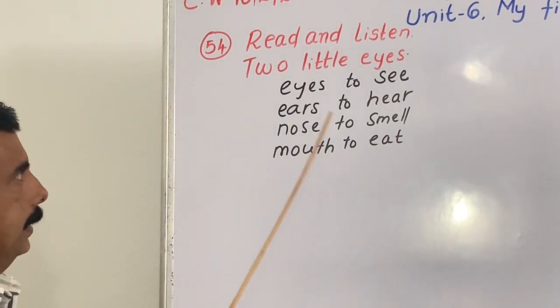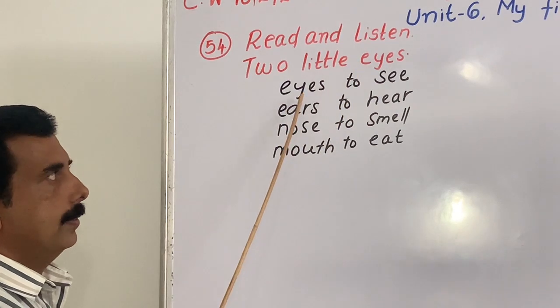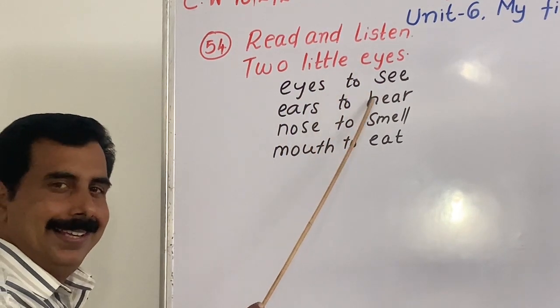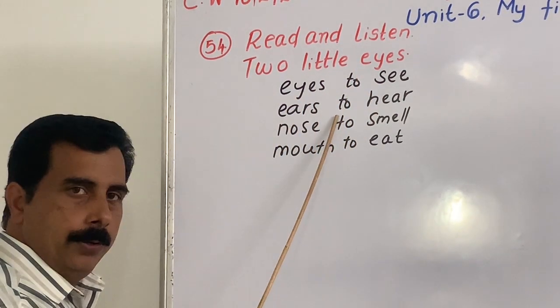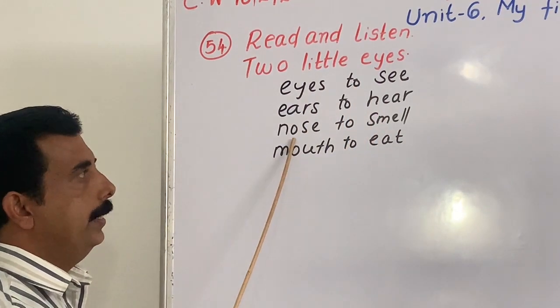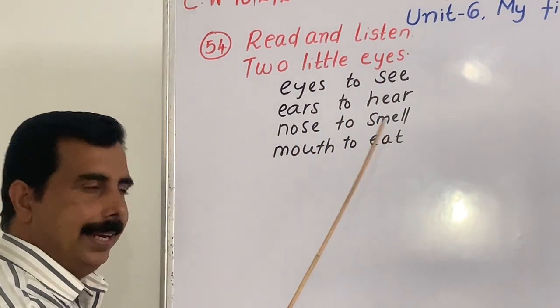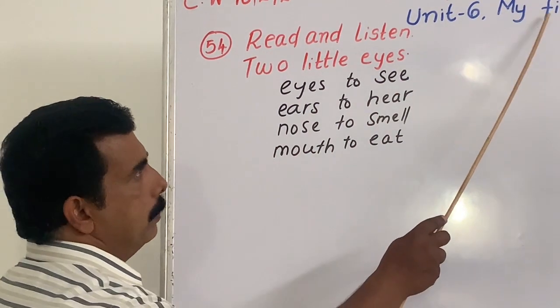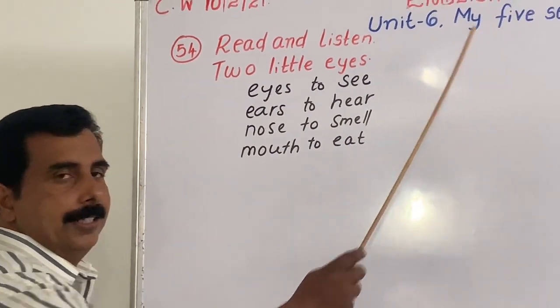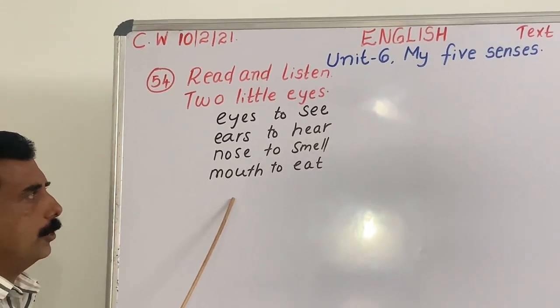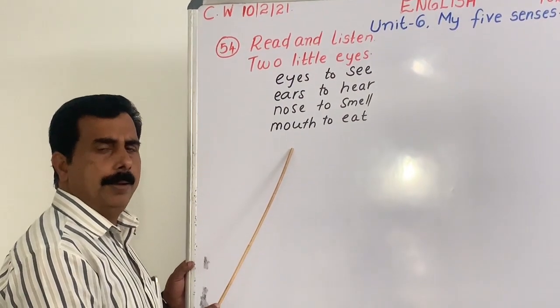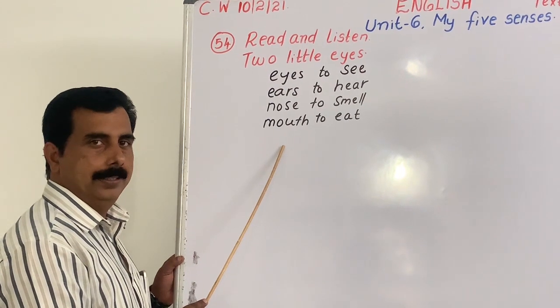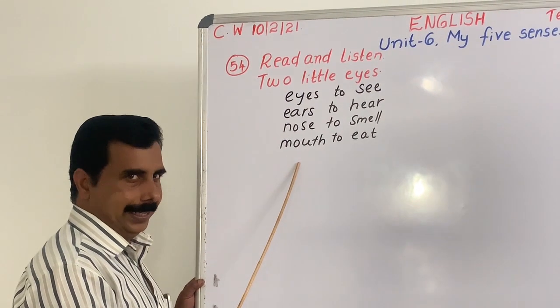Are you ready to read with me? Read together. Two little eyes. Eyes to see, ears to hear, nose to smell, mouth to eat. And where is one more sense? My 5 senses, here only 4 senses. Which one is left out here? We will see later.